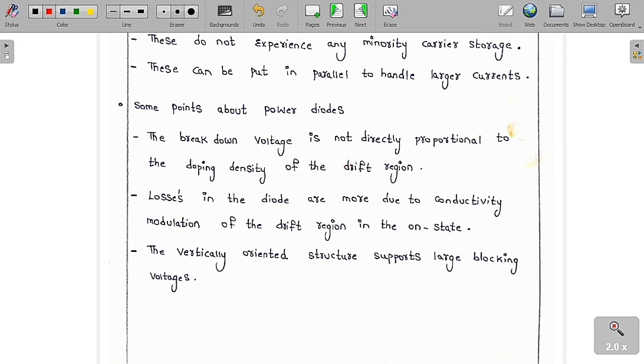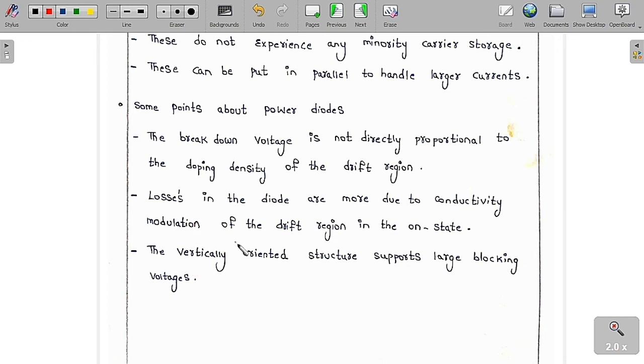So some important points of the power diodes. The breakdown voltage is not directly proportional to the doping density of the drift region. Losses in the diode are more due to conductivity modulation of the drift region in the on state. The vertically oriented structure supports large blocking voltages.